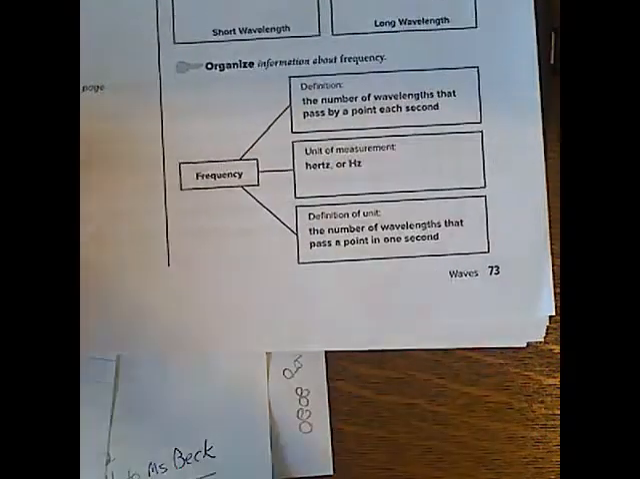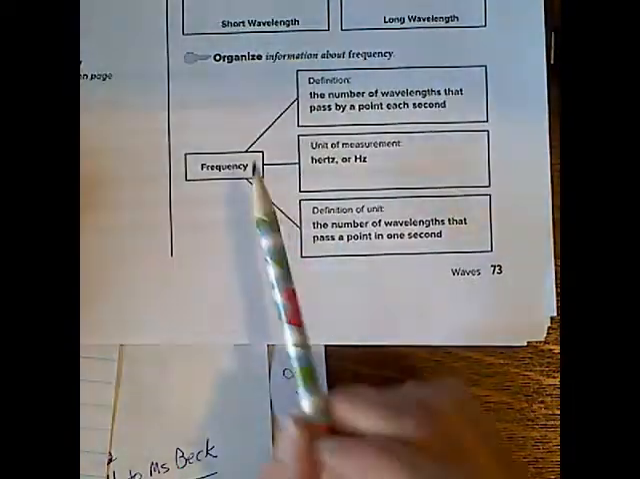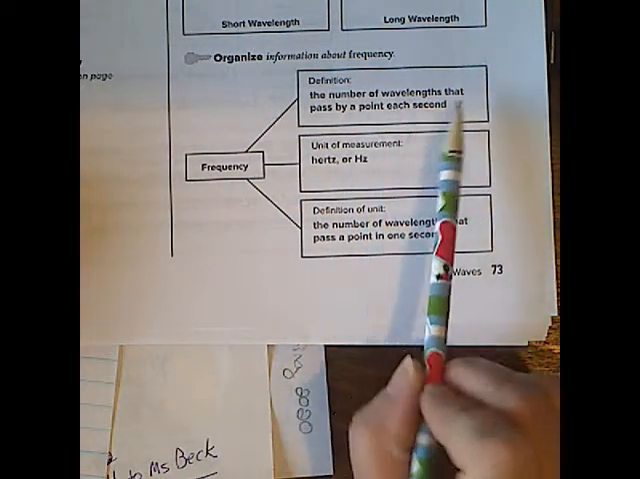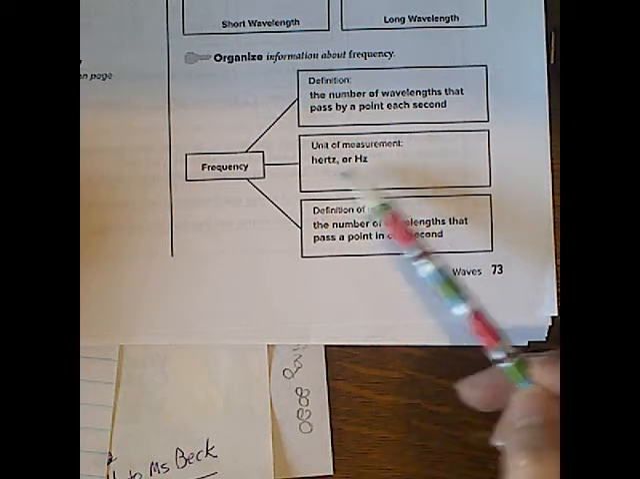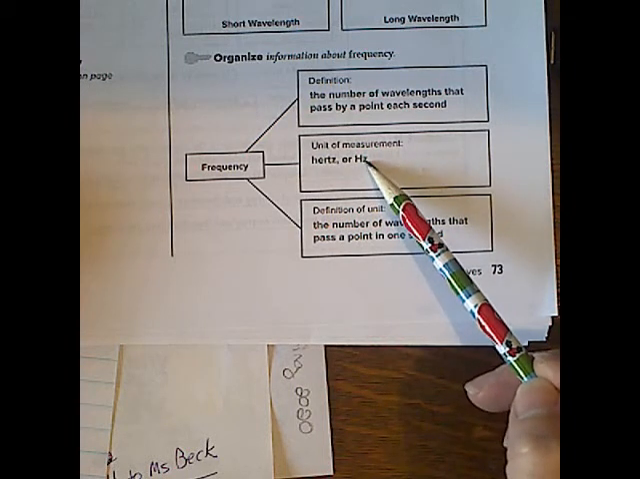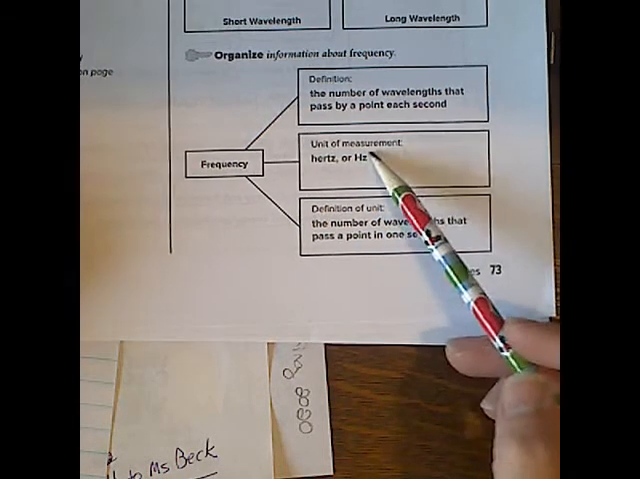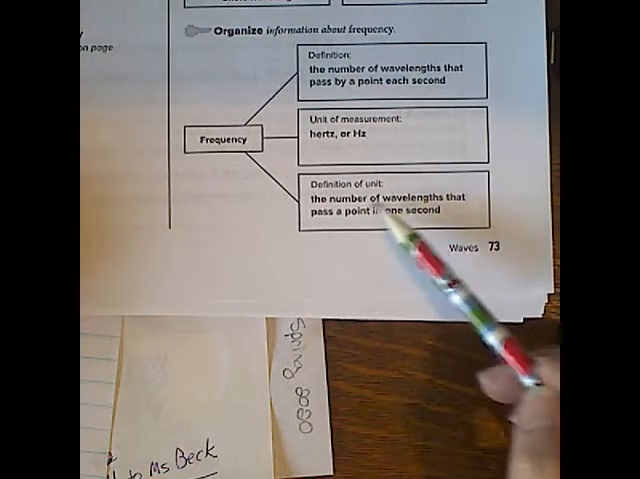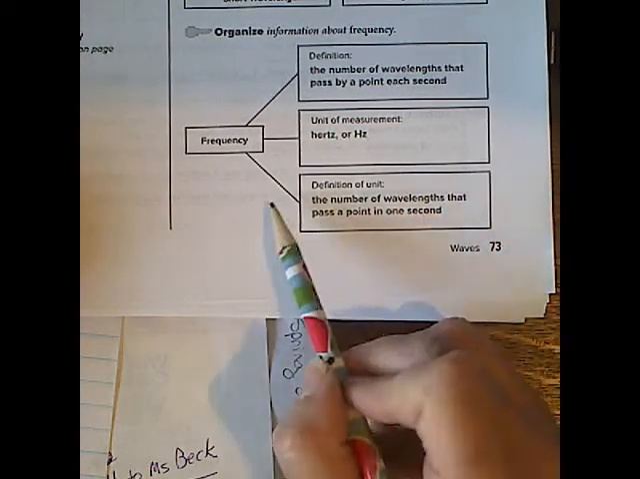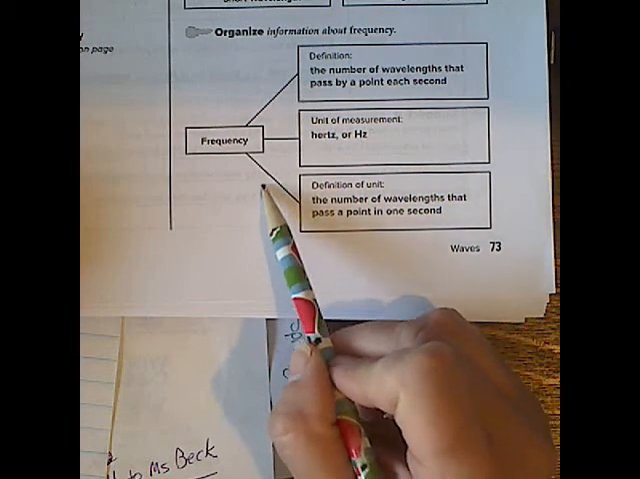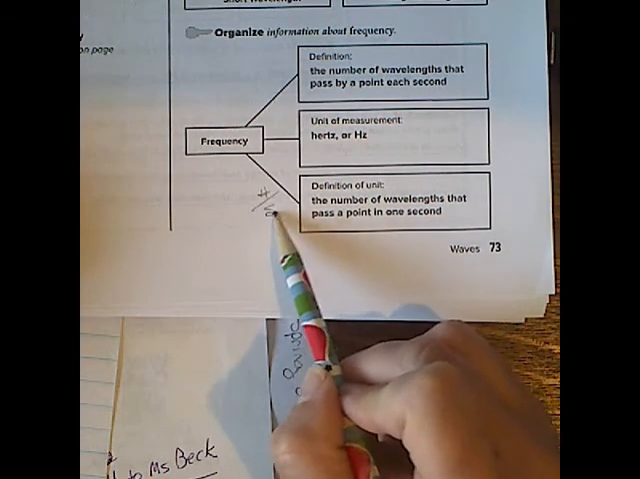Alright, down here at the bottom, frequency. What is frequency? The number of wavelengths that pass by a point each second. We measure that in hertz, which is capital H, little z. And what is that hertz? It is the number of wavelengths in 1 second. So it would be a number over seconds.